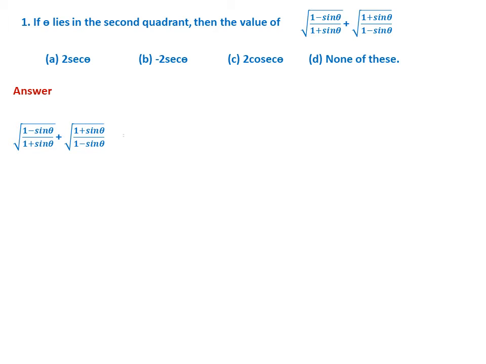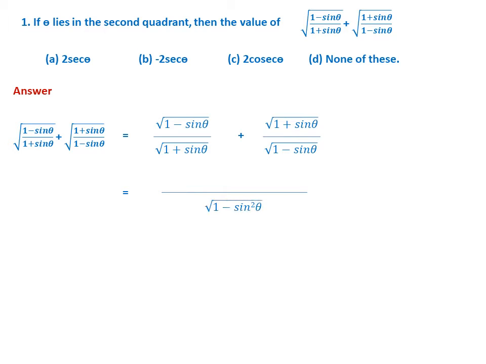So let us consider the given expression. This we can write separately like this, that is, we are separating the square root. Then take LCM. LCM will be square root of 1 minus sin square theta. Now in the numerator you get (1 minus sin theta) (1 plus sin theta), because the square root goes. Then here a very important thing is 1 minus sin square theta is definitely cos square theta. So it is square root of cos square theta, which is cos theta.